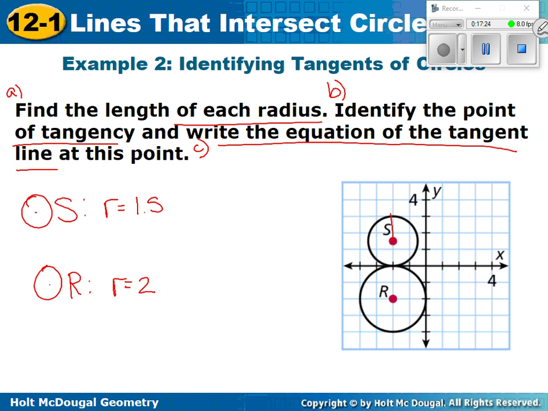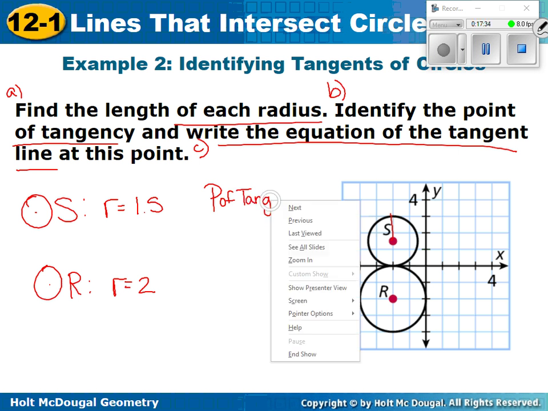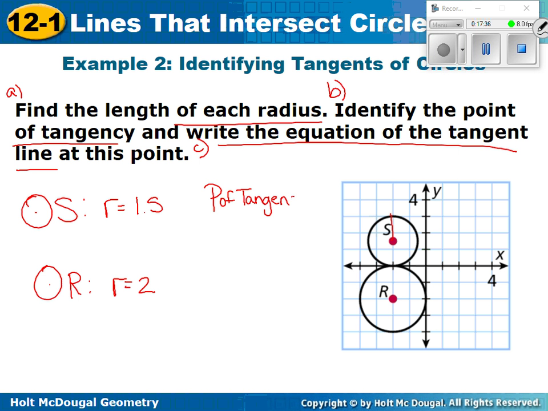Questions on the first part? Okay. The next thing it asked you to do was identify the point of tangency. Again, on your homework, you're probably going to have to put something like point of tangency. Don't just write the answer. There's a lot of answers here. So what is it going with? So what is the point of tangency? Where do the circles touch? -2, 0. It's a coordinate. You're on a coordinate plane. Write it as a point.